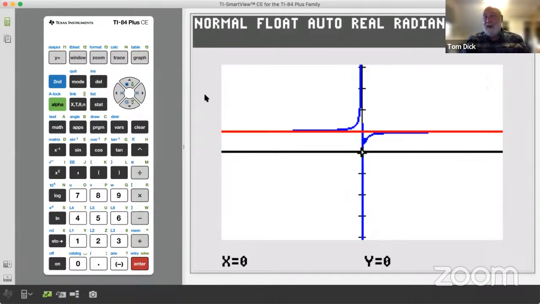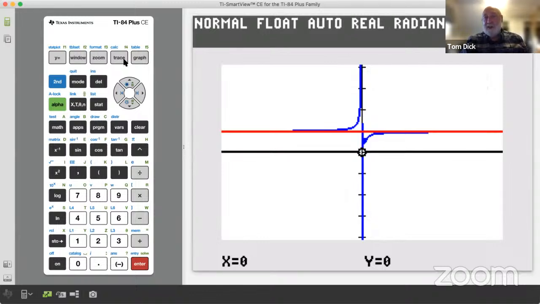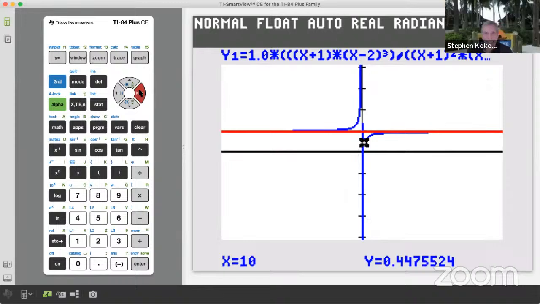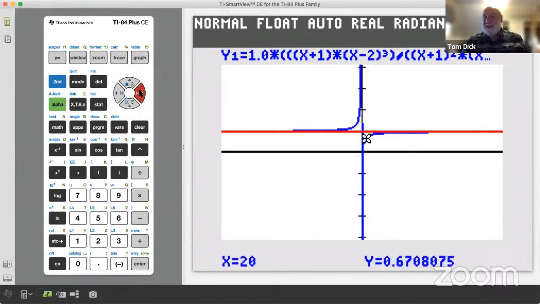By the way, our trace values, if I was to trace, notice what the x values increment by. We're going by tens now. That's because I zoomed out by a factor of 10 twice. Okay, so it's going 10, 20, 30. And you can see those y values getting closer and closer to 1. All right. Let me go back.